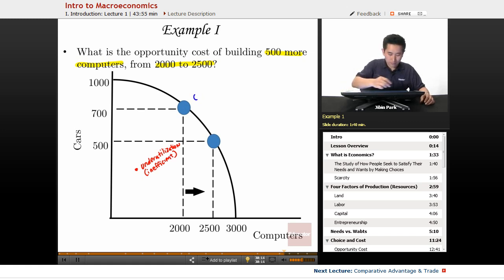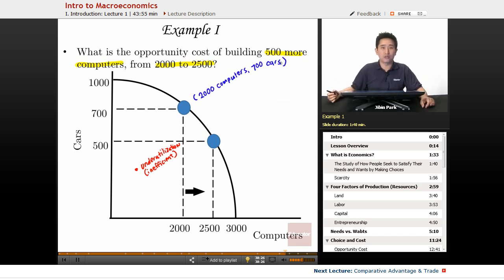Okay, so different points of efficiency here would be 2,000 computers and 700 cars. So the assumption is that if you built 2,000 computers, you also have built 700 cars in order to be efficient here. So what is the opportunity cost of building 500 more computers from 2,000 to 2,500? Again, assuming that you have been efficient using all your resources.